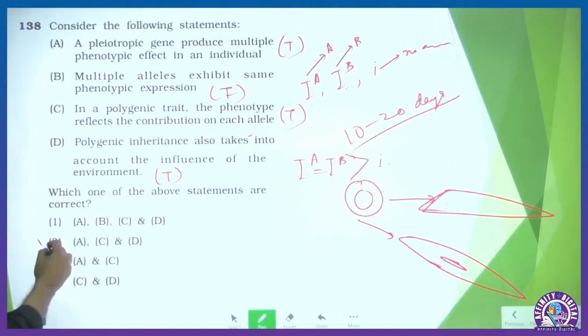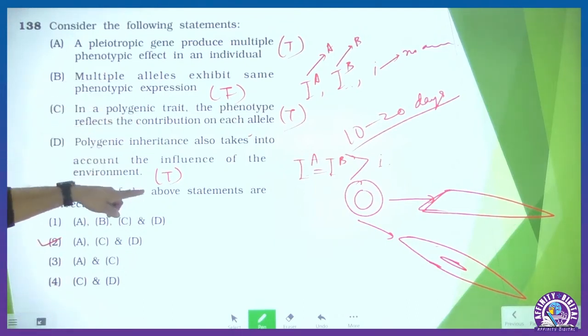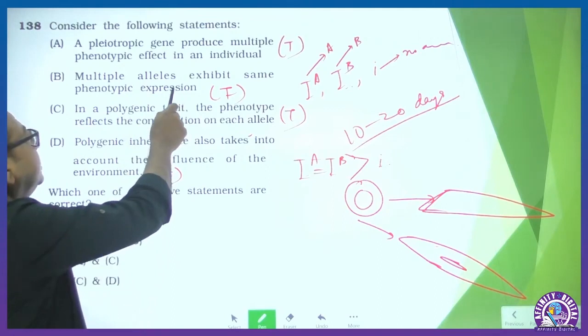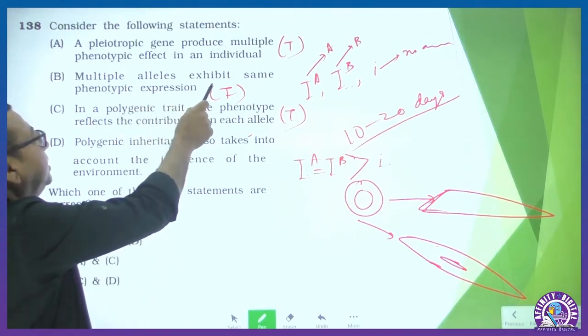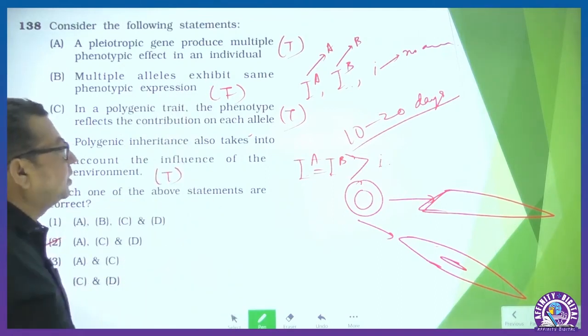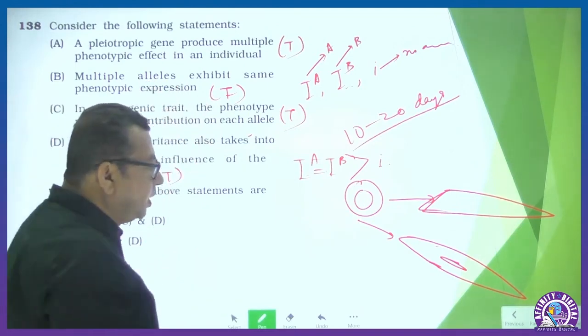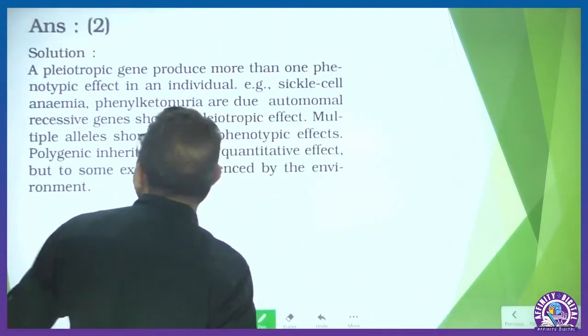So the answer for this particular question, which of the following statements are correct? A, C, and D are correct. Okay. B is incorrect. Why? Because multiple alleles exhibit different phenotypic expression, not the same. Different hona chahiye, same diya hai. So moving on to the next question.